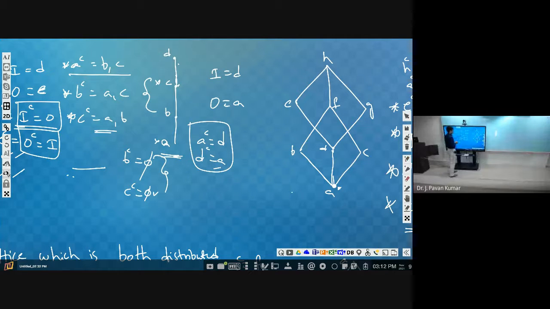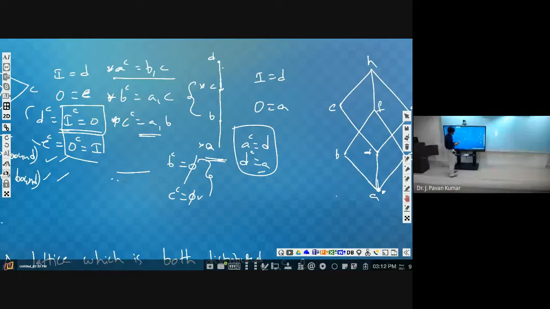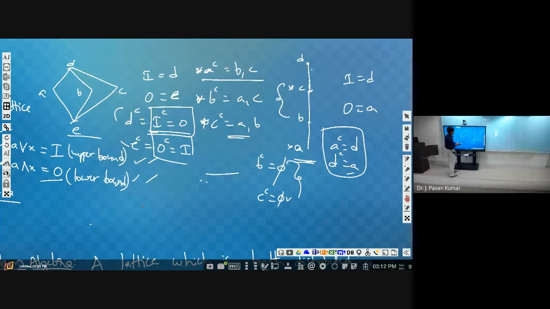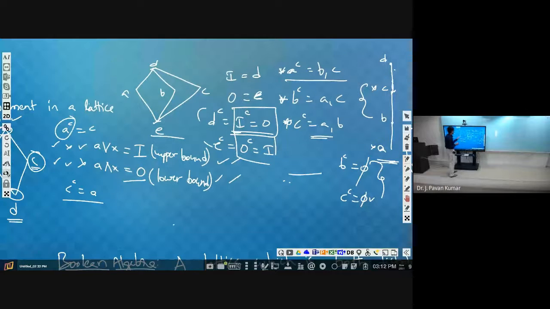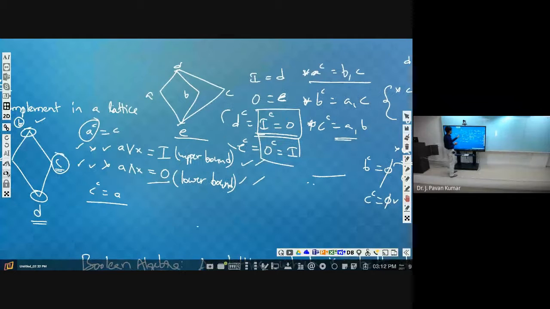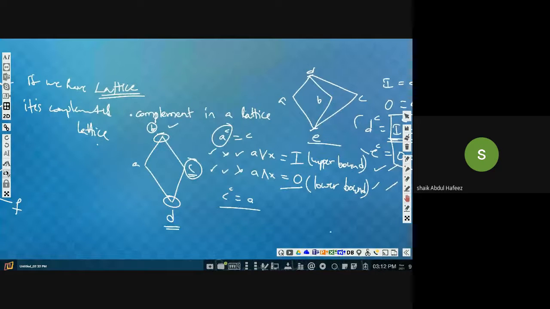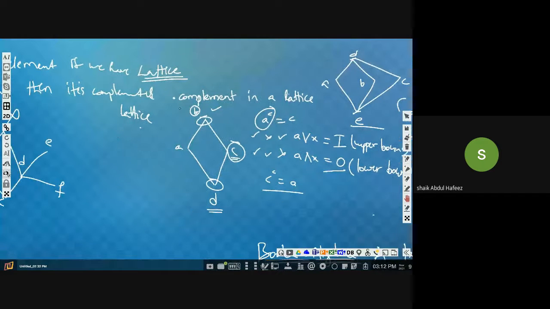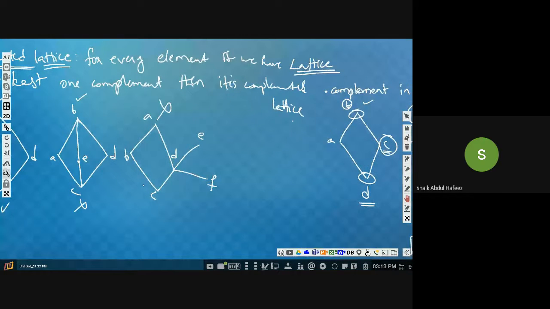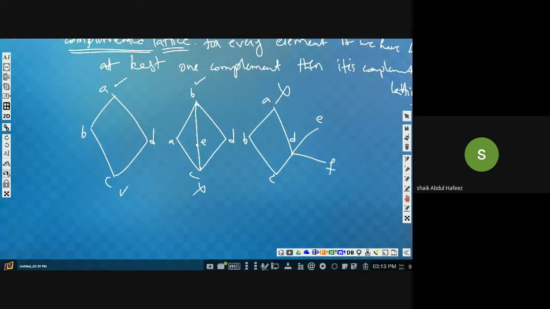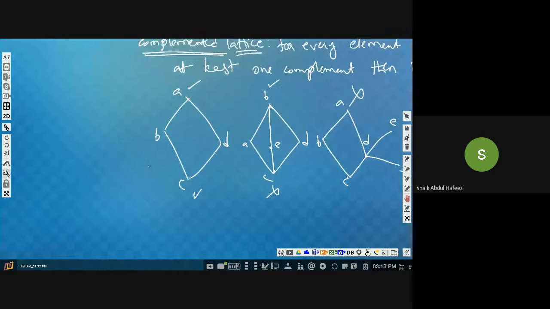Next, consider another example. Yeah, this one? No, sir, because it's not distributive. It is not distributive. Right. This one, this is not a lattice at all. Okay. Next, this one we have seen already.